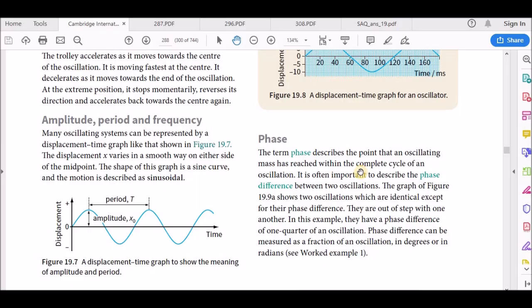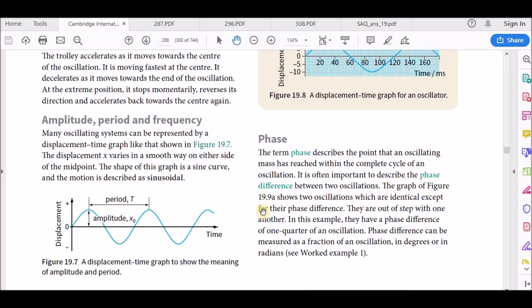Okay, so that is the point that the oscillating mass has reached within the complete cycle of an oscillation. It is often important to describe the phase difference between two oscillations. Previously we learned about path difference and phase difference, so you know the difference. If it's a path difference, we give it in terms of wavelength. If it's a phase difference, we give it in terms of angle.